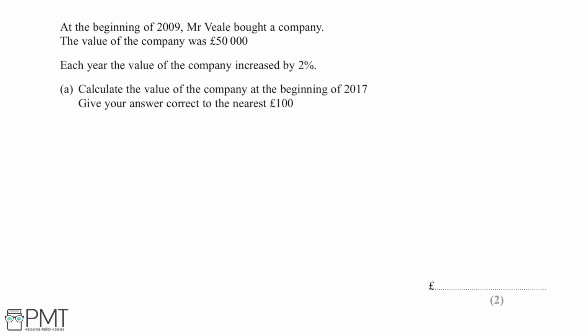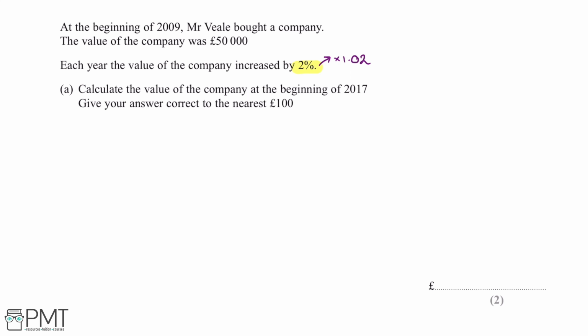So each year the value of the company increased by 2%. So a percentage increase of 2% is the same as multiplying the original value by 1.02. So if we were to work out the value of the company after 1 year, we would want to multiply 50,000 by 1.02. And if we were to work out the value of the company in the second year, we would want to multiply the value of the company at the beginning of 2010 by 1.02 again.